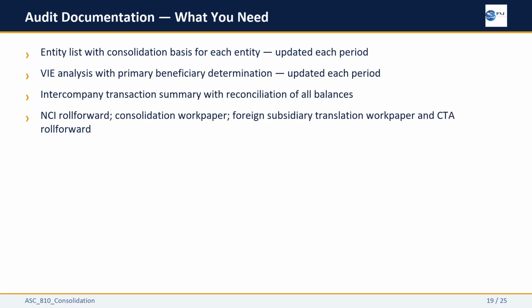Auditors look for 5 sets of documentation: an entity list with the basis for each consolidation or exclusion decision, VIE analyses updated each period, not just at inception, an intercompany transaction summary confirming all balances reconcile, an NCI roll forward tying to the balance sheet, and a consolidation work paper, standalones plus eliminations equals consolidated totals, agreed to the final financial statements. For foreign subsidiaries, add the functional currency determination, translation rate work paper, and CTA roll forward.